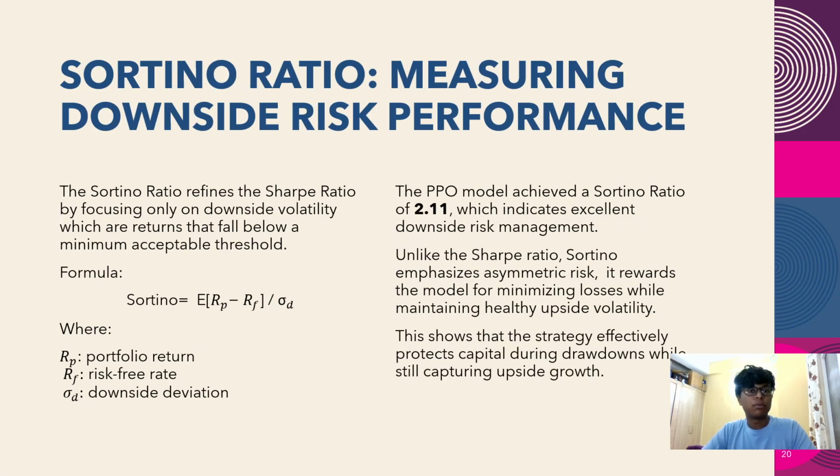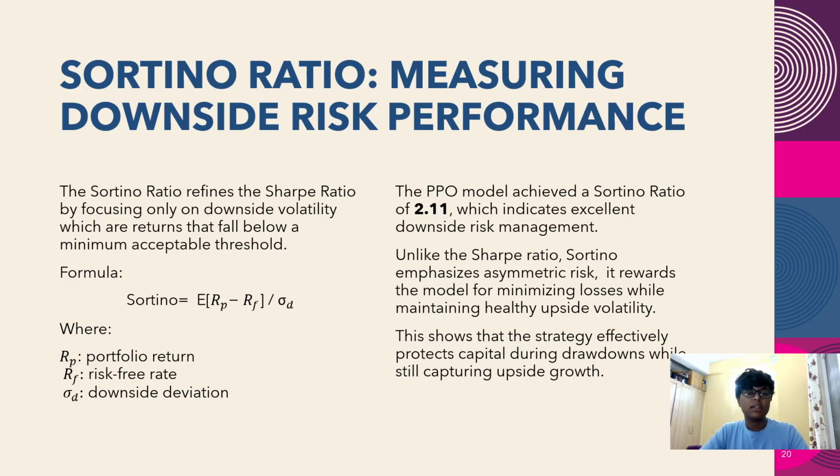Then I will talk about the Sortino ratio. This measures downside risk performance. It refines the Sharpe ratio by focusing only on downside volatility, which are returns that fall below a minimum acceptable threshold. The formula is very similar to Sharpe, but I am not calculating the volatility when the model has performed well, because it doesn't matter what the deviation was as long as you did make money. But when you lose money, you got to know if it's stable or spiky, so that you know what the deviation is.